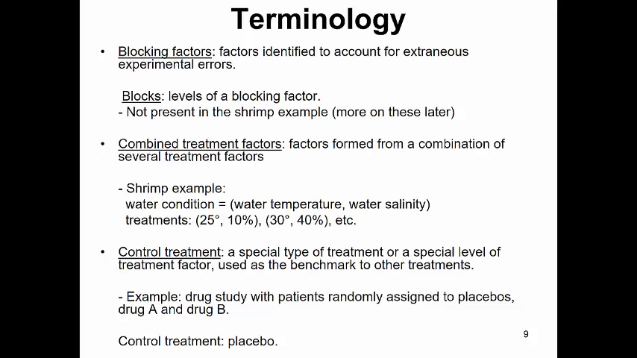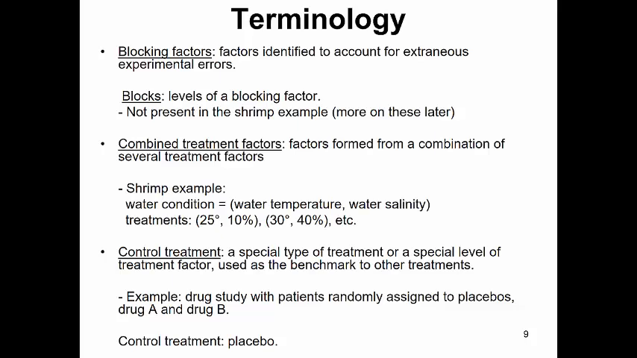So again, the purpose of this lecture is just to introduce a lot of the type of designs that we'll talk about in this course. And blocking is one of the factors of your study, and it's identified to account for extra experimental error. Okay, so you're going to try to block out additional sources of variability, and in doing that, the blocks are the actual level of the blocking factor. So in the shrimp example, we don't have any blocking, but we'll talk more about how we introduce blocking later.